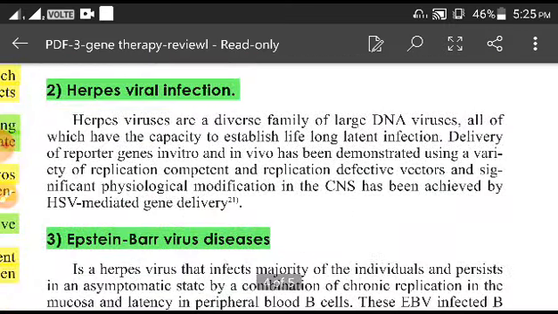Herpes viral infection. So here there are herpes viruses.